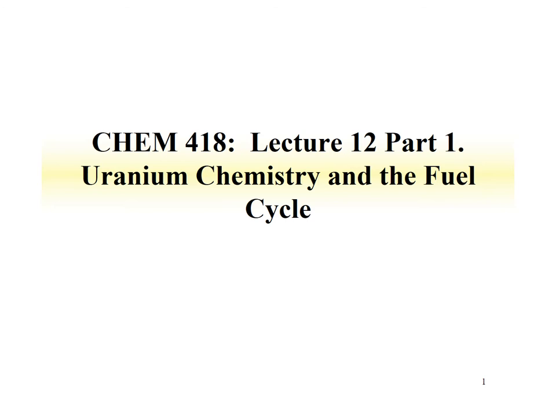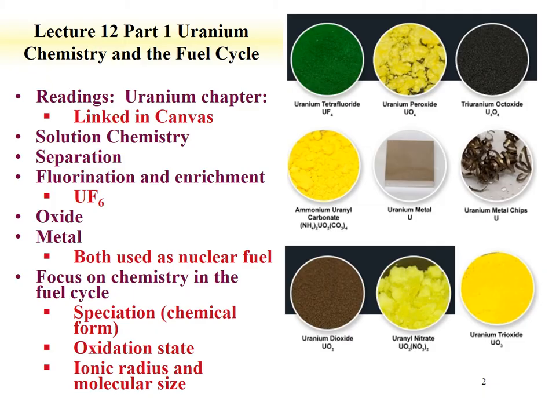Uranium chemistry is well explored for both being relatively abundant in the environment, and also an important component of the nuclear fuel cycle. This lecture on uranium chemistry and the fuel cycle is in two parts. The readings for both parts are the uranium chapter, the chemistry of the actinides and transactinides. This is linked on the website.